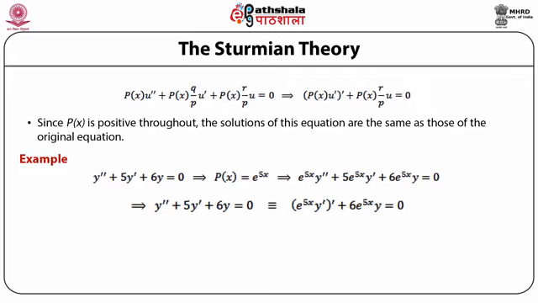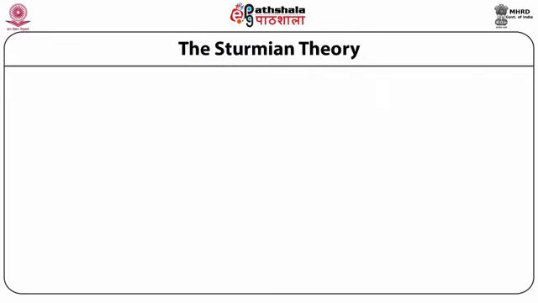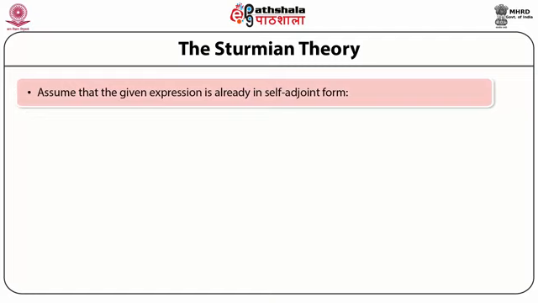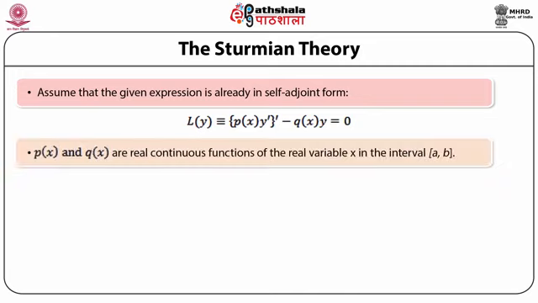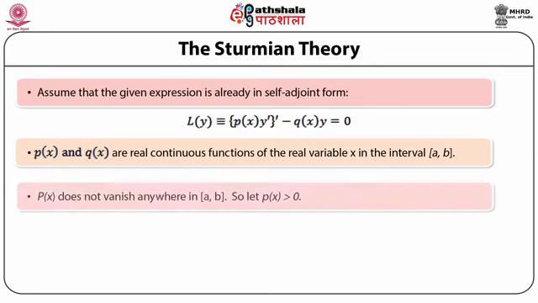Next, we discuss the Sturmian theory. Since we have proved that a linear second order differential equation can always be put in a self-adjoint form, we assume that the given expression is already self-adjoint. We now analyze the self-adjoint equation L[y] = (p(x) y')' - q(x) y = 0. Let us number this equation as equation 1, where p(x) and q(x) are real continuous functions of the real variable x in the closed interval a to b, and p(x) does not vanish anywhere in the finite interval a to b. So we let p(x) be greater than 0.